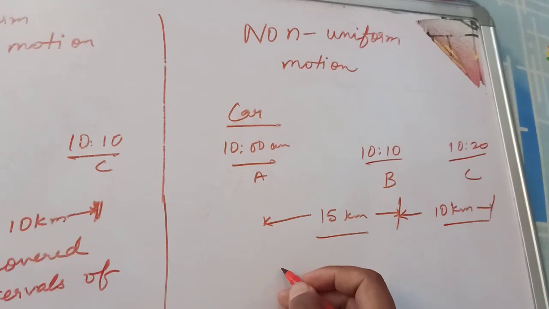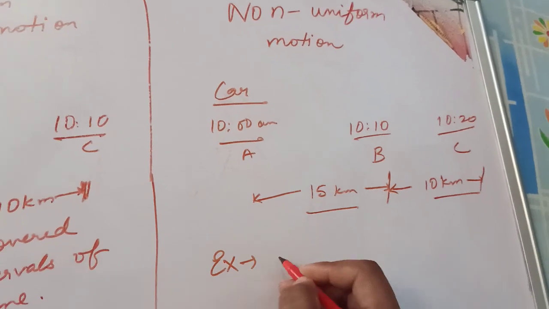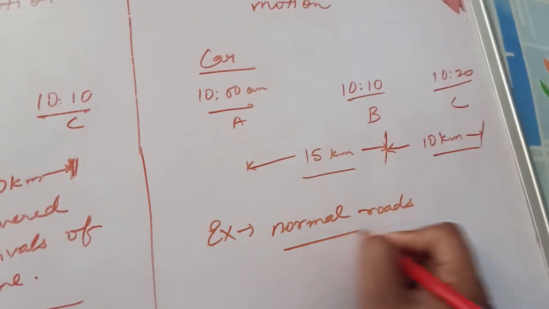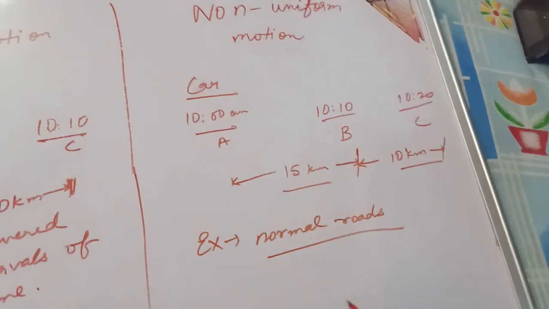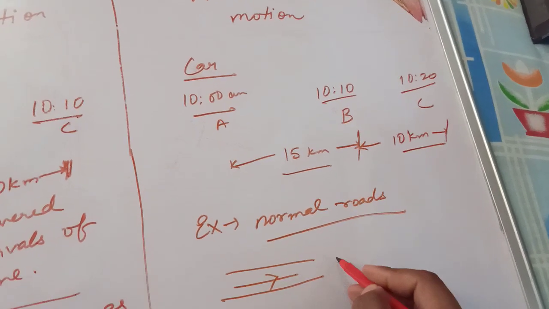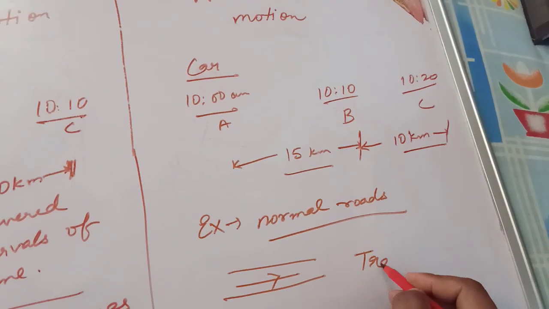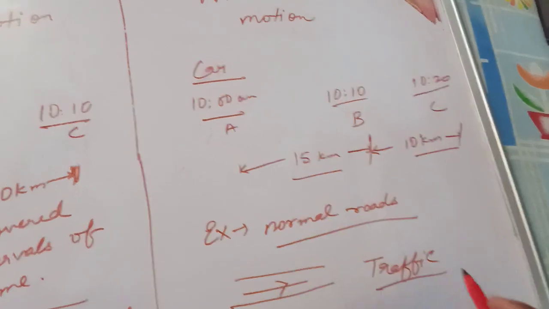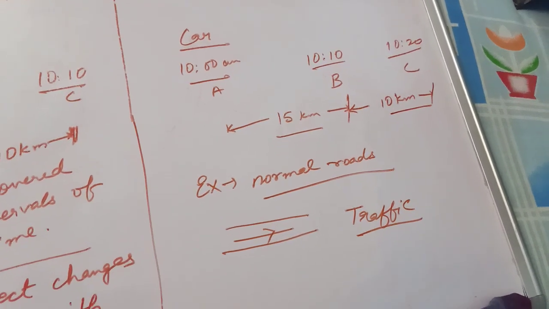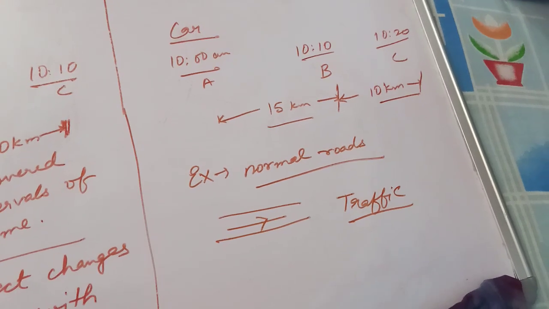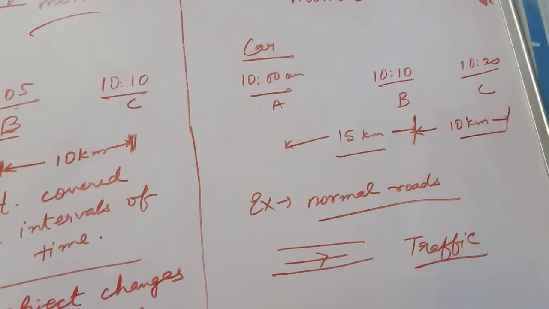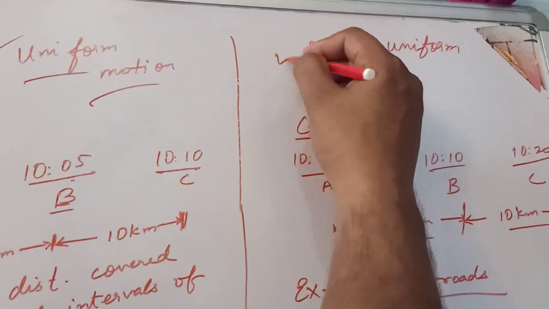So this is the example of normal roads or normal ways. Why? Because on normal roads, somewhere when there is no traffic, we can travel at a great speed, and when there is a lot of traffic, we have to go very slow. So that is the case of non-uniform motion. Why? Because you do not go at a fixed speed. In uniform motion there is a fixed speed.